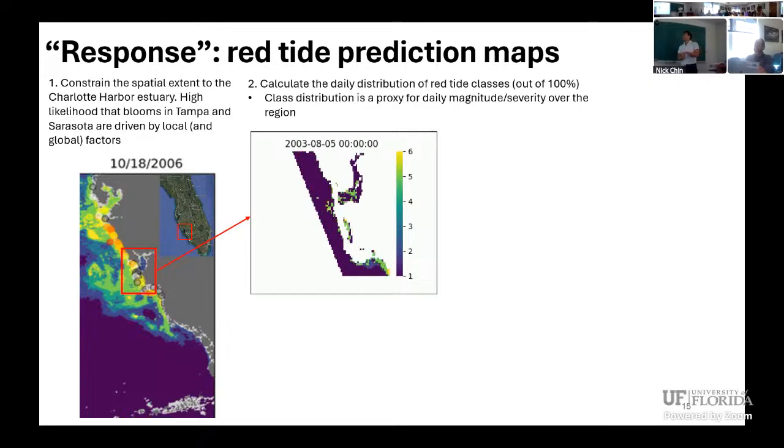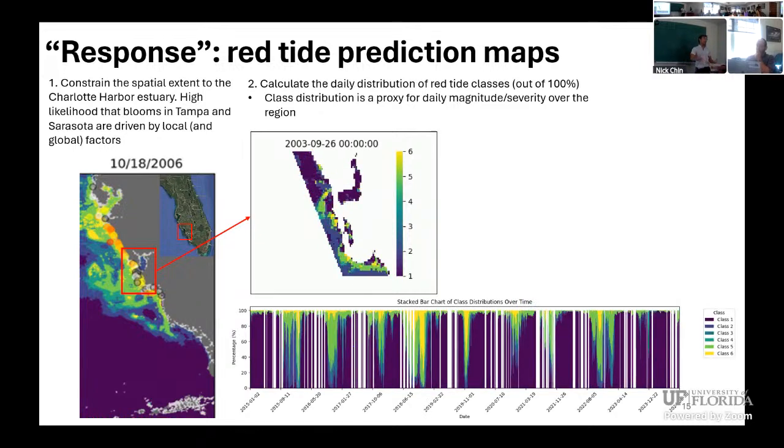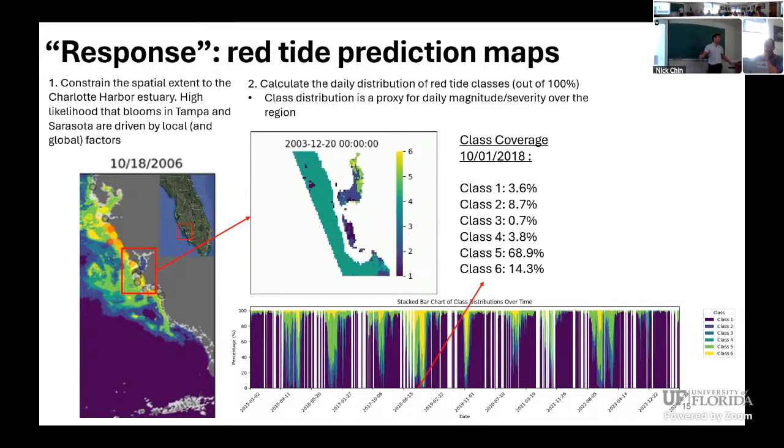Okay, so in step 2, we want to calculate the daily distribution of red tide classes at 100%, right? To show what I mean there, there's this class distribution as a proxy for daily magnitudes and severity of the region. Every column basically is a distribution of the magnitude of the red tides, or the area of the red tides. Let's take a day like October 1st of 2018. Almost 70% of the area was made up by class 5. So you've likely had a really intense bloom over that spatial extent that we're looking at over Charlotte Harbor.